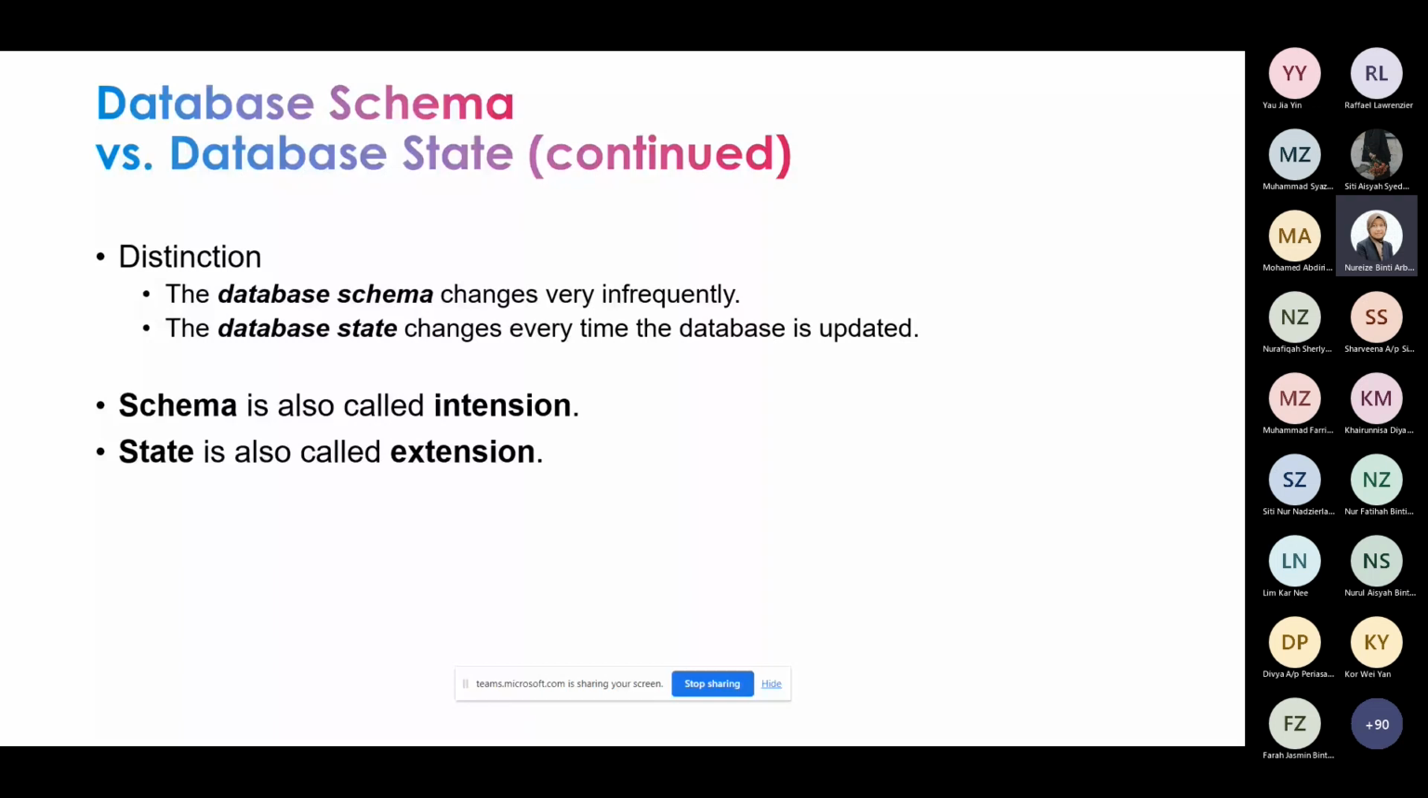The schema is also known as the intension, and the state is also called the extension. The schema is like a template given for a specific table or entity, while the state is the situation: what they have at that particular moment in time.